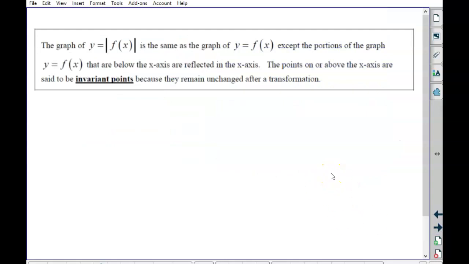So, to summarize, the graph of y equals absolute value of f of x is the same as the graph of the original, except the portions of the graph of the original that are below the x-axis are reflected in the x-axis. Points on or above the x-axis are said to be invariant points. They don't change. That's what I just talked about.